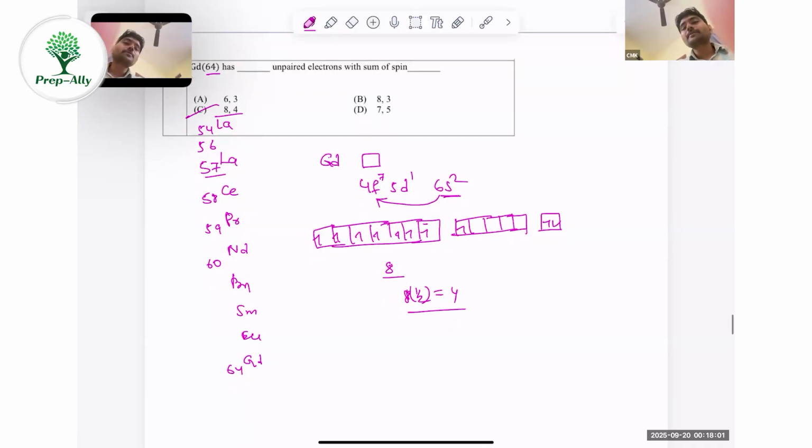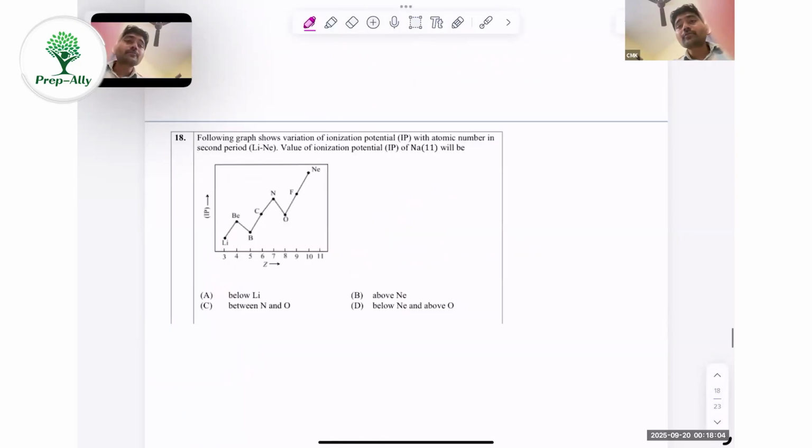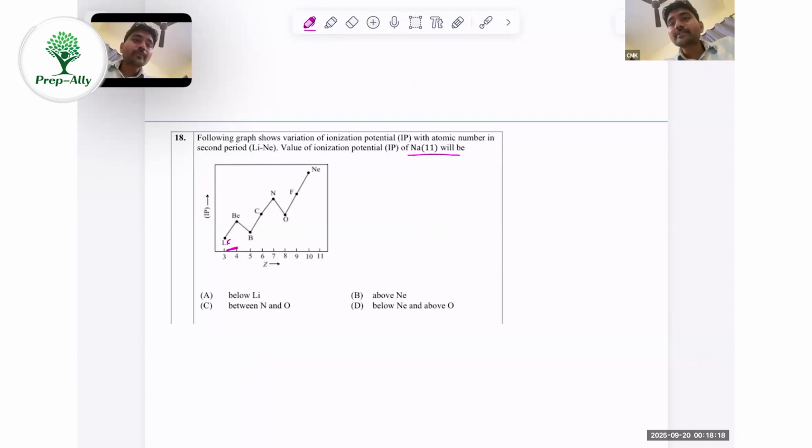So your answer should be option C. The next question: in the following graph of variation of ionization potential with atomic number in the second period, what will be the value of ionization potential of sodium, 11? We know that if you move from left to right, the ionization potential value increases.